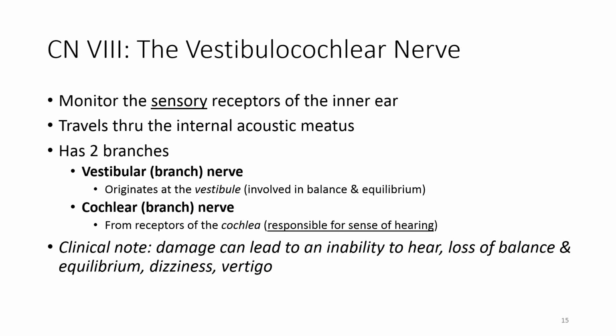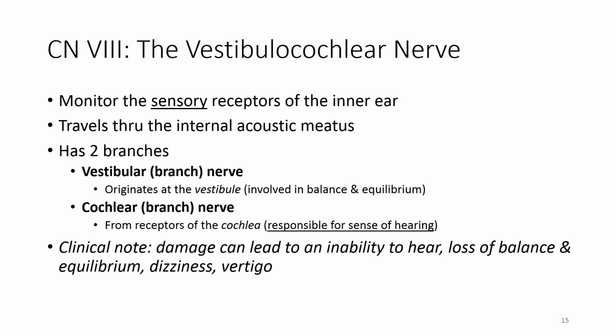So cranial nerve 8 is the vestibulocochlear nerve. We talked a little bit about this the other day when we were looking at the internal ear structures. This is going to be a sensory nerve. It's got 2 big branches, the vestibular branch, which originates from the vestibule, which is the part of the inner ear that's involved in balance and equilibrium, if you remember from talking about that the other day.